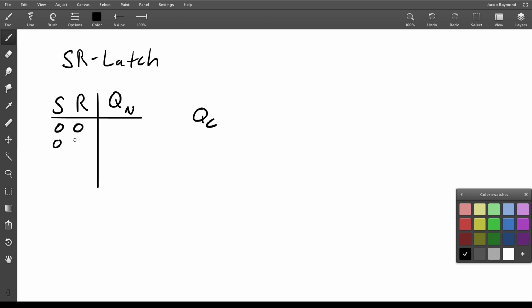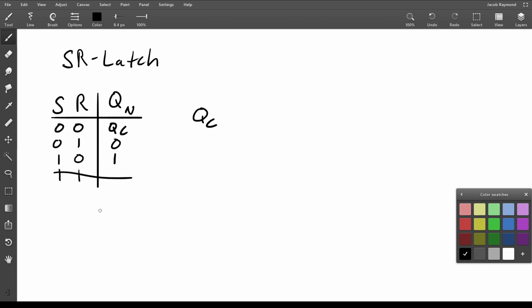So then we can look at all the possible inputs for S and R. When both S and R are 0, Q next is just going to be Q current. What that means is it's just going to stay whatever state it currently is. If R is 1 and S is 0, then it's going to change the state to 0. It's going to reset it back to 0. If S is 1 and R is 0, it's going to set the SR latch to a 1.